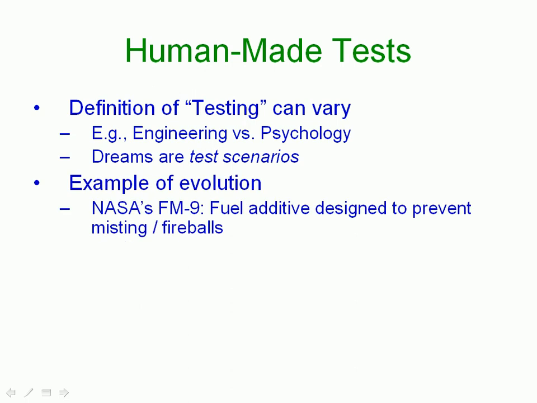As an example, I want to talk about the 80s, when NASA was trying to improve the survivability of crash victims during an airliner crash. What they realized is that when airplanes crash, it's not the impact of the crash that typically injures or kills people. It's the fireball that occurs afterwards. So they were looking for a way to diminish the fireball so that people could survive plane crashes. They came up with a fuel additive called FM9, which they hoped would eliminate the misting that occurs in fireballs, and therefore reduce the fireball.